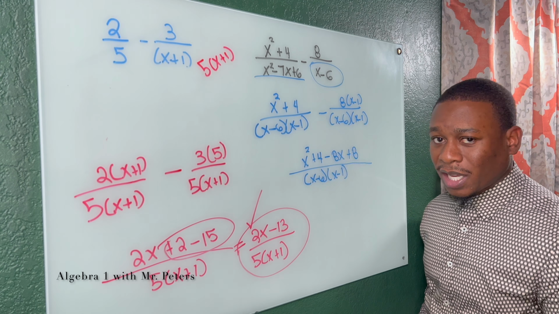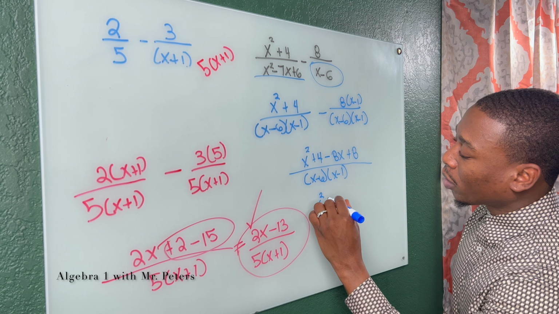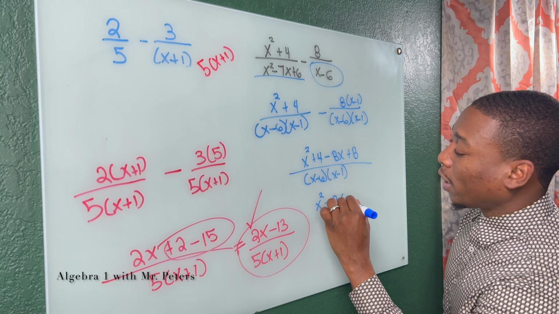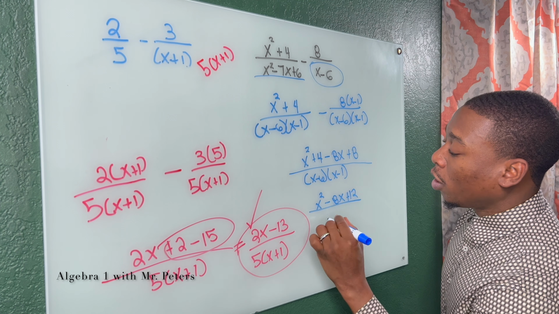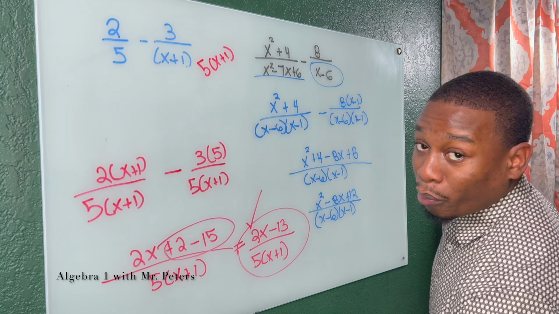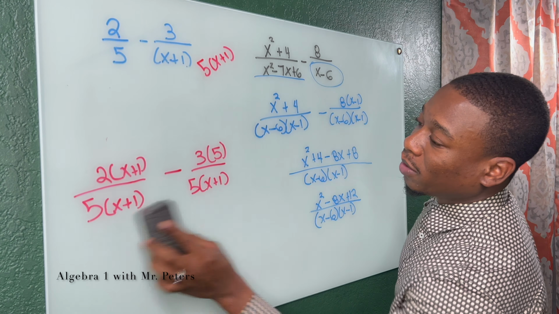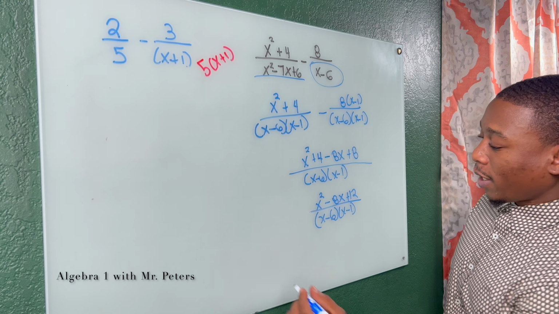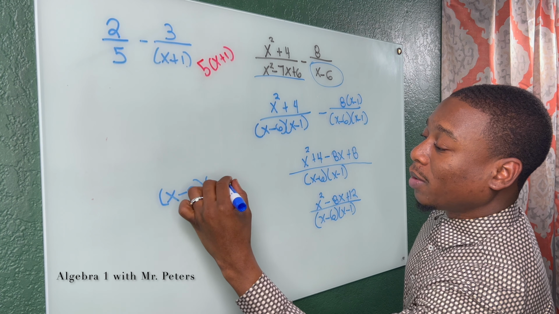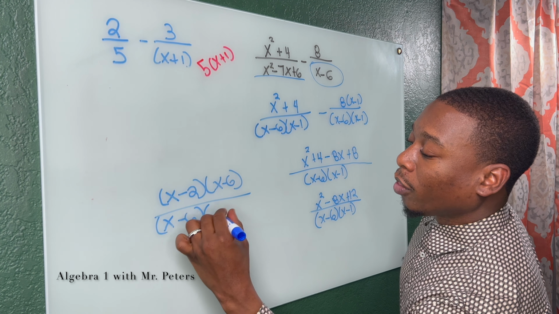So now we're focusing on the top because it looks like we have another trinomial and we're going to have to factor. So I have x squared, minus 8x, I'm sorry, I'm out of sync, plus 12 all over x minus 6 times x minus 1. Now, when I break this down to get our final answer, let's just get some more space. We should have x minus 2 times x minus 6 all over the denominator that we have right here.